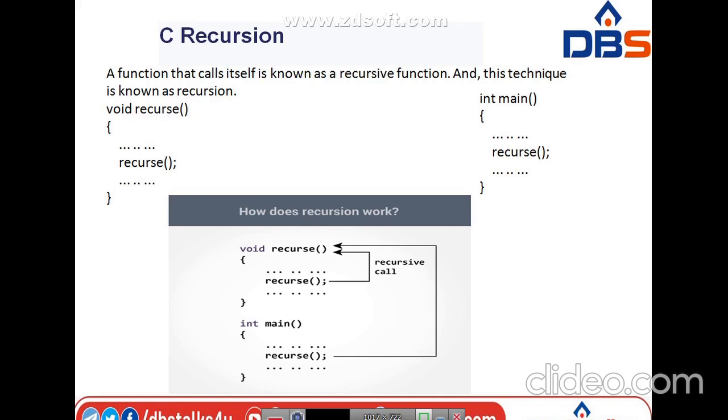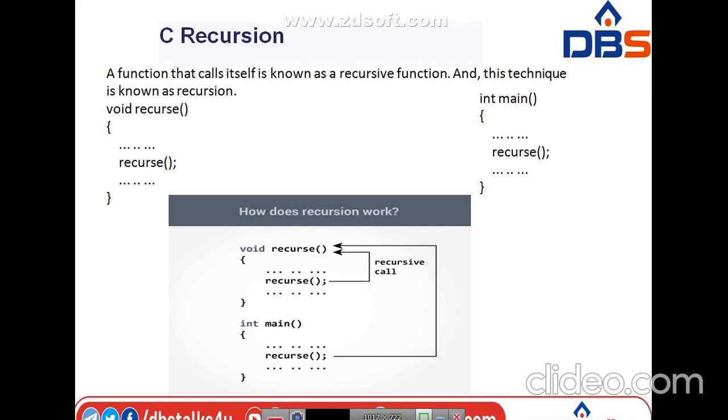Here there is one example, like void recurs. Again in the brackets there are some C language statements. Again I have one more function call, that is recurs. Whenever there is a function call, automatically it will go and execute that corresponding function, that is recurs. Again it will go and execute recurs, like this.